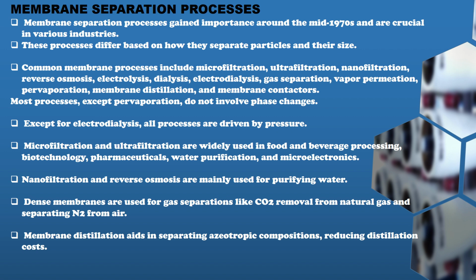Nanofiltration and reverse osmosis are mainly used for purifying water. Dense membranes are used for gas separations like CO2 removal from natural gas and separating N2 from the air. Membrane distillation aids in separating azeotropic compositions. One may ask, what is an azeotropic mixture? Azeotropic compositions are mixtures containing different components which can be separated by membrane distillation, and we have reduced distillation costs.